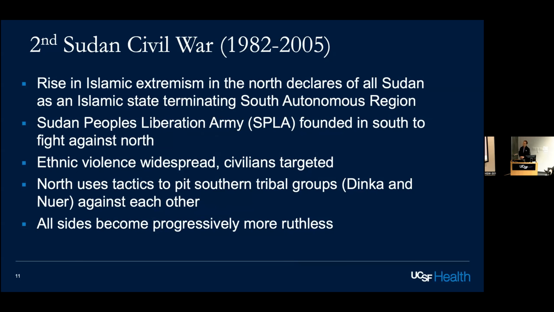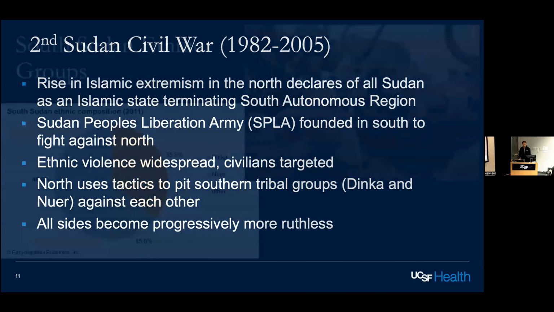So the South formed their own basically army to fight against the North. This warfare became extremely violent. A lot of civilians were just specifically targeted. And the North used a lot of tactics to pit the Southern people against each other. There's two main tribal groups, Dinka and Nuer, and they used tactics to split them and fight against each other. So all sides became progressively more ruthless.